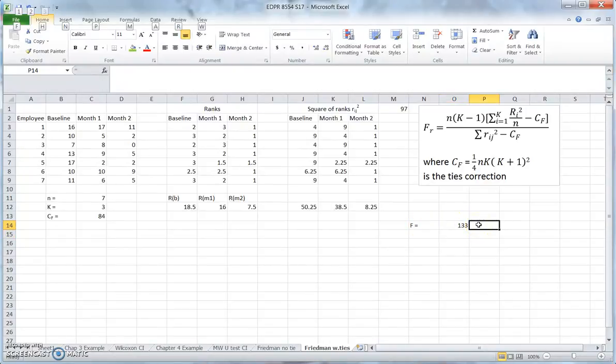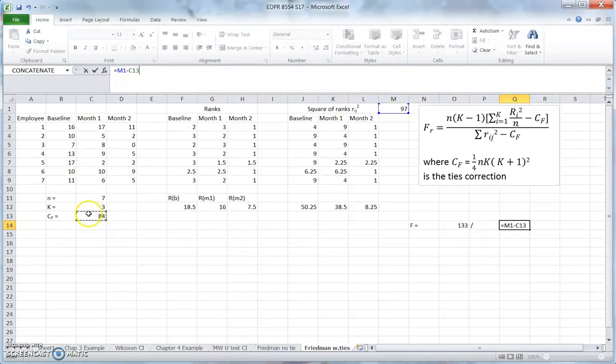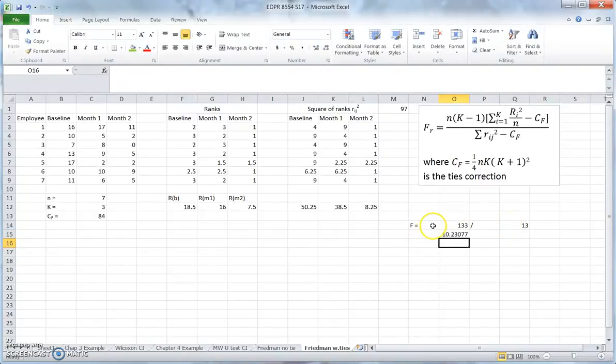Divide by, I'm going to just put in a division sign here. What's the denominator? We already figured out the sum of all squared ranks, which is 97, minus CF. So we end up with an F statistic that equals this divided by this. The value is 10.231 for the obtained F statistic.